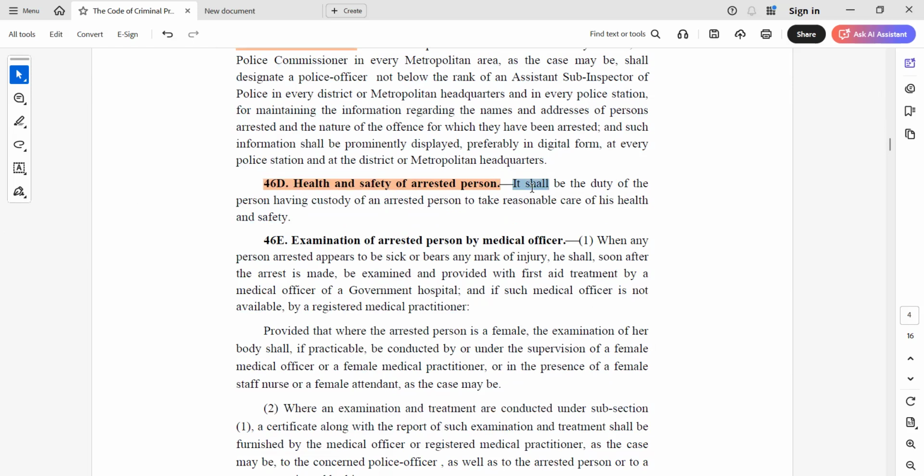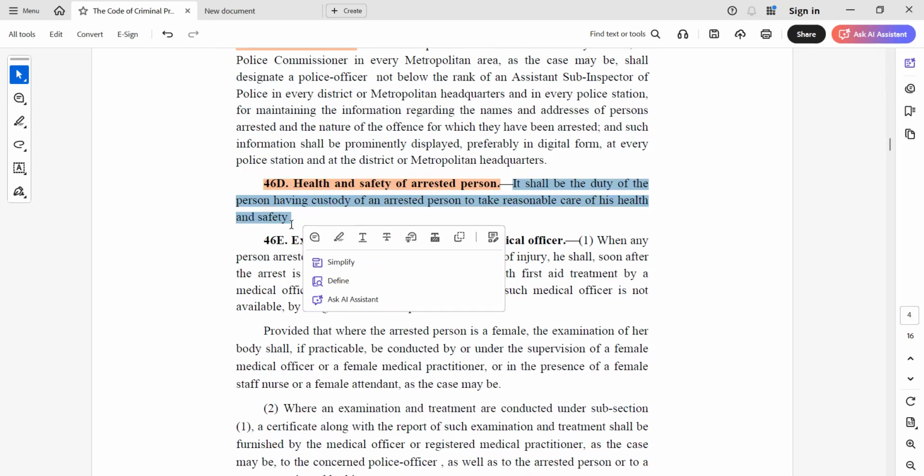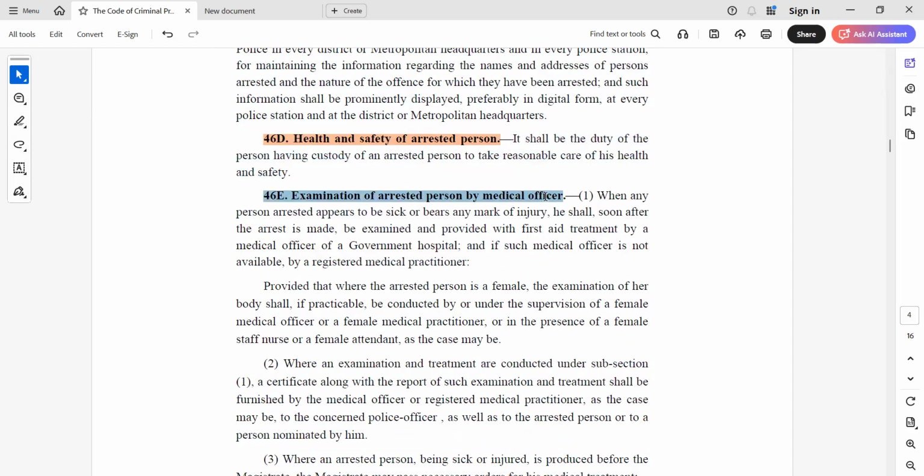Section 46D, health and safety of arrested person. It shall be the duty of the person having custody of an arrested person to take reasonable care of his health and safety. Section 46E, examination of arrested person by medical officer.